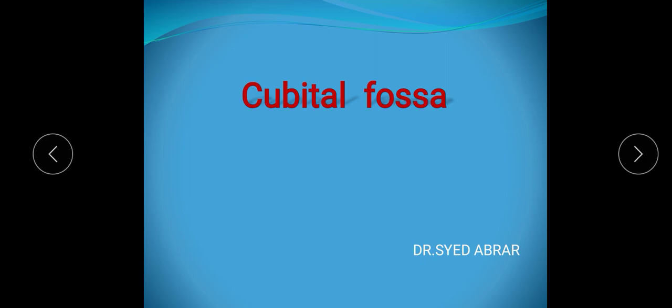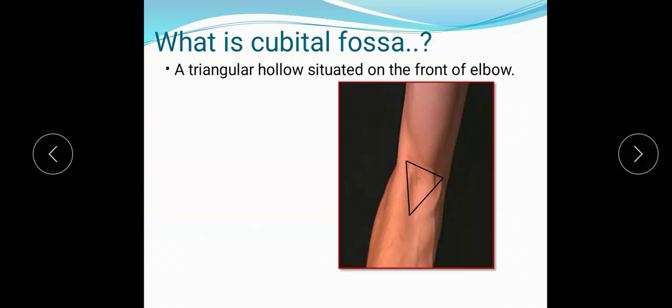Today we will see the cubital fossa under the different headings, starting from features or introduction, then boundaries, roof, floor, contents, and lastly the applied anatomy. It may come as a short note in the university exam. And what is the cubital fossa? This is the triangular hollow situated on the front of the elbow.